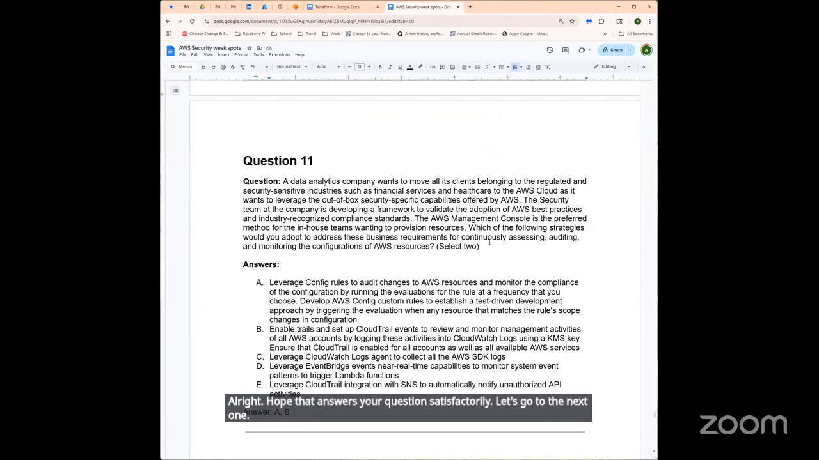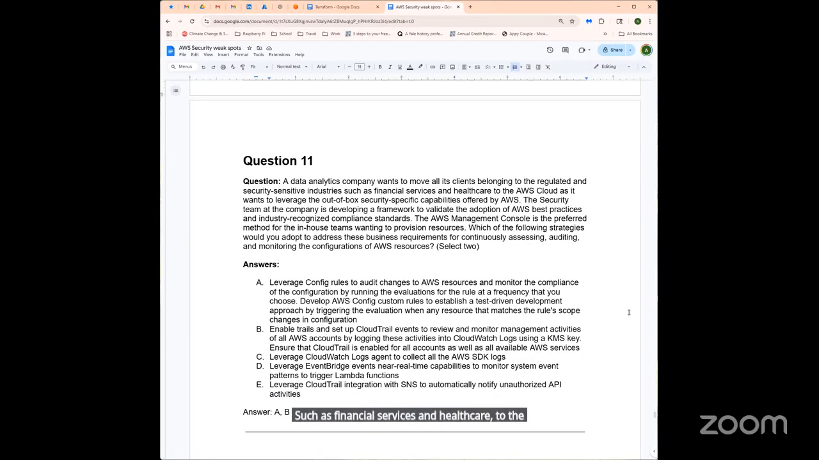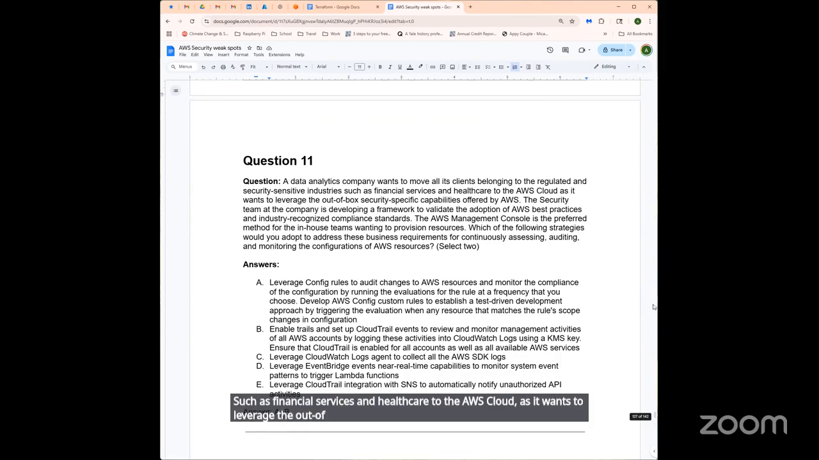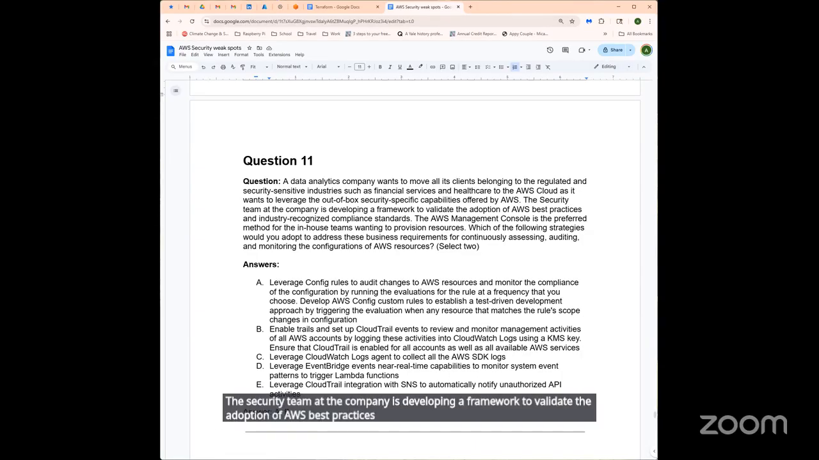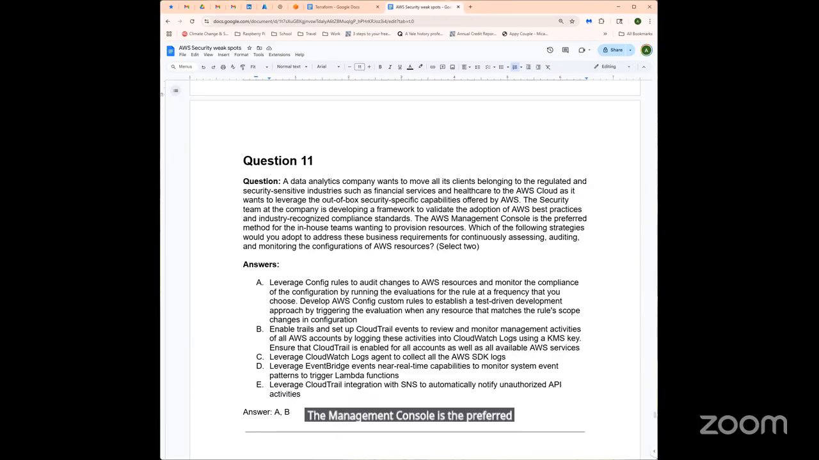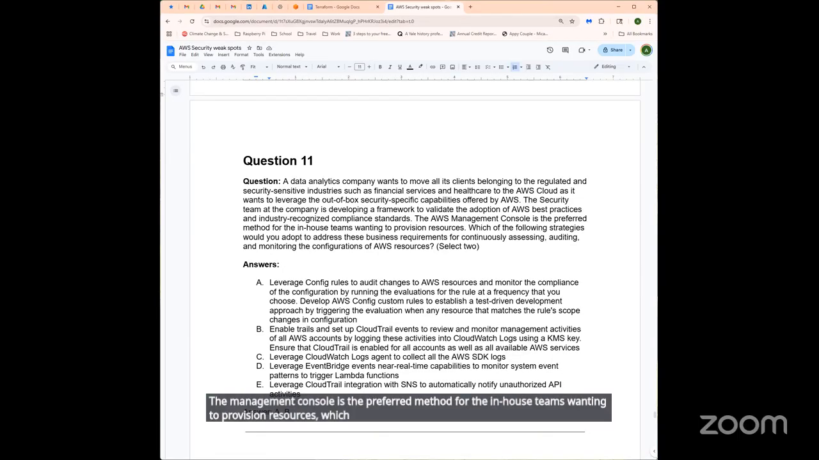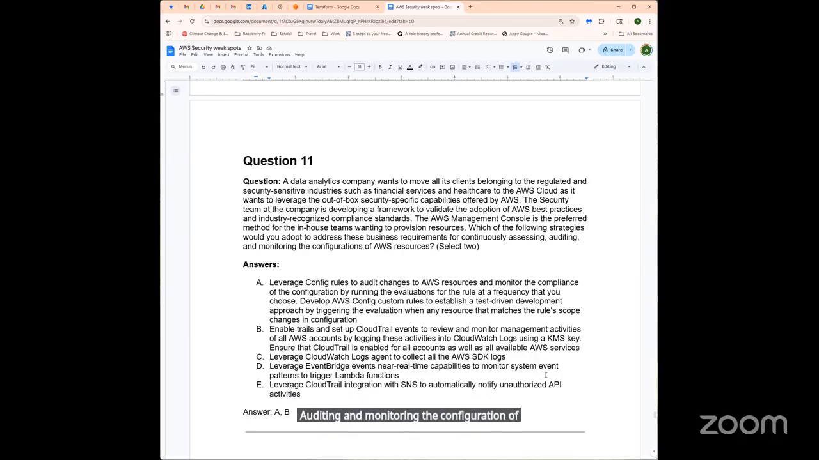A data analytics company wants to move all of its clients' workloads belonging to regulated and security-sensitive industries, such as financial services and healthcare, to the AWS cloud, as it wants to leverage the out-of-box security-specific capabilities offered by AWS. The security team at the company is developing a framework to validate the adoption of AWS best practices and industry-recognized compliance standards. The management console is the preferred method for the in-house teams wanting to provision resources. Which of the following strategies would you adopt to address these business requirements for continuously assessing, auditing, and monitoring the configuration of resources? This is going to say A and B.